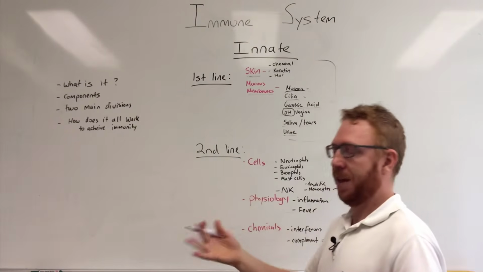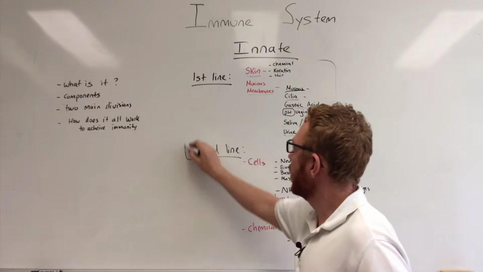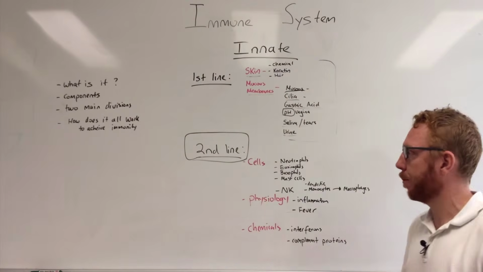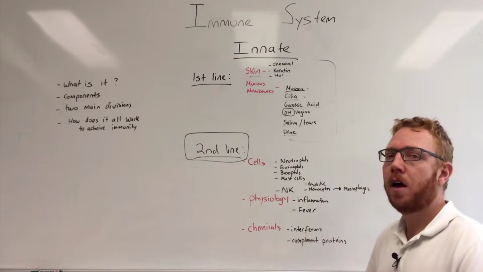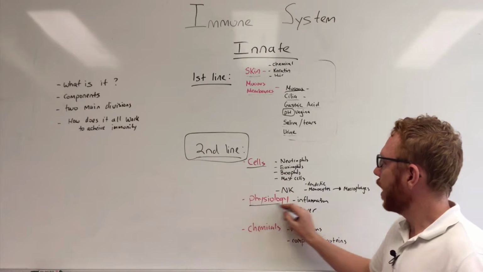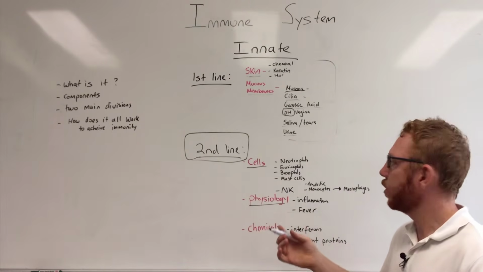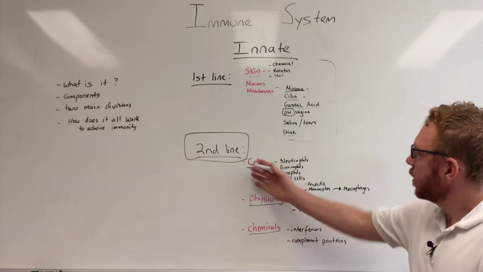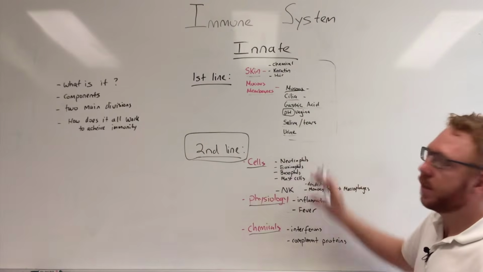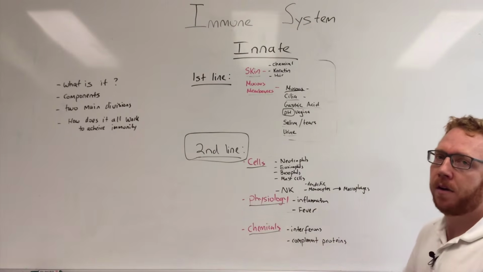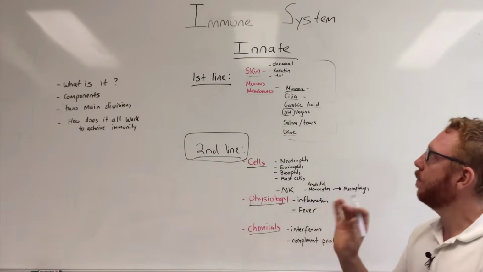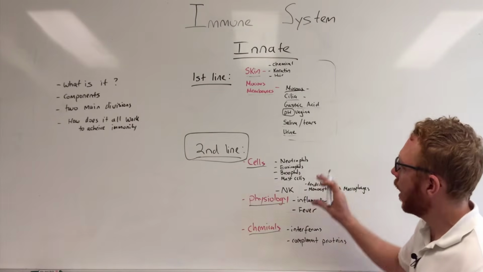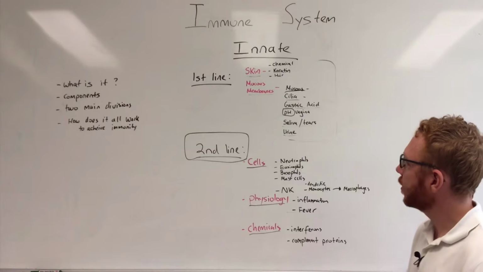However, if an invasion was to occur, then the second line will take over. Remember, this is still part of the innate immune system. Within the second line of the immune system, we have cells, we have the physiology, which is processes that can be turned on to help stop the infection, and we have certain chemical release. Starting with cells, these are essentially the white blood cells that are produced from bone marrow, except for lymphocytes. Lymphocytes are part of the adaptive immune system. So all the rest of the white blood cells are important for the second line of the innate.